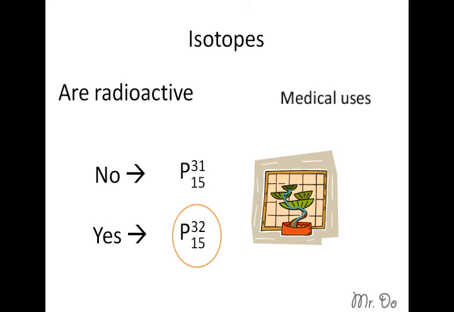Radioactive isotopes are also used in medicine. So when we need to diagnose a person and find where the problem is, we can find out by giving the person the radioactive isotope. It goes into the body and we can trace it. As it goes through the body, we can figure out where it's going.